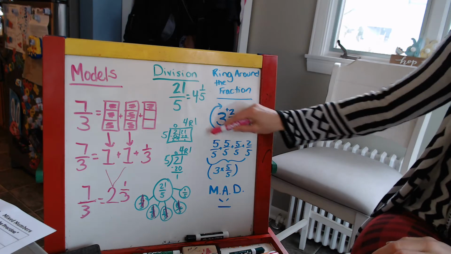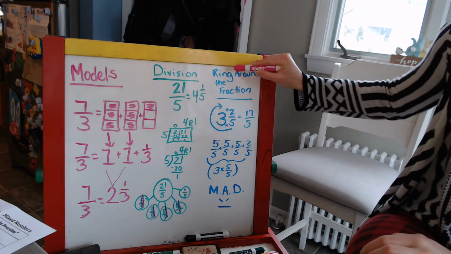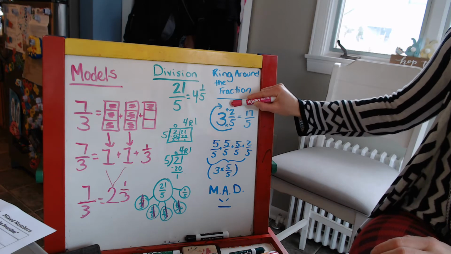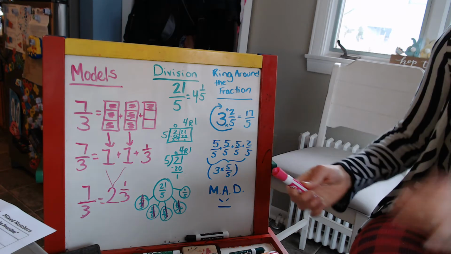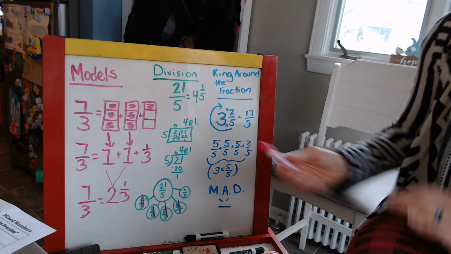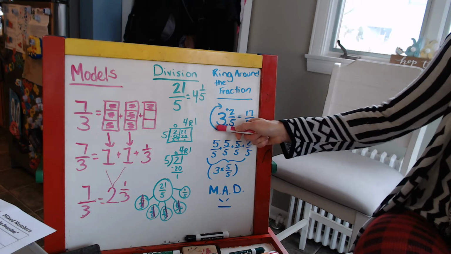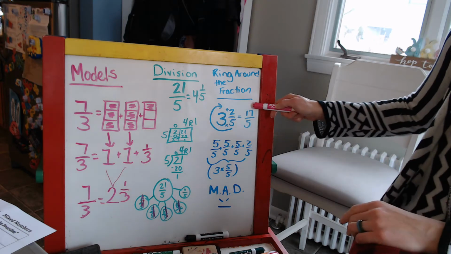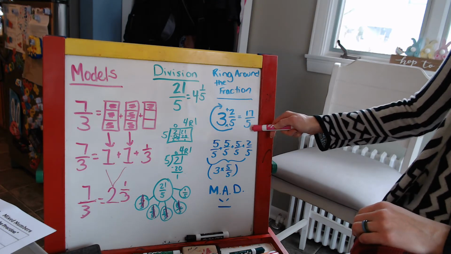Basically, you ring around the fraction in a clockwise motion. You times these two numbers, then add that, and keep it all over the 5. Remember, the denominator always stays the same. That's the key. So 5 times 3 is 15, plus 2 is 17. Keep that over the 5.